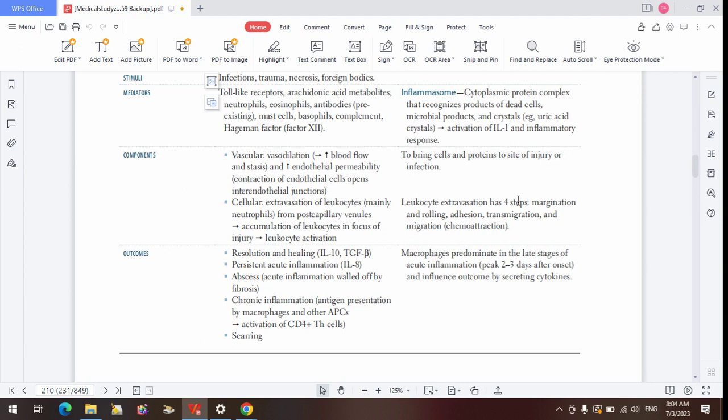So those are the stages of leukocyte extravasation. They are going to ask you one of these in your exam. You can see this. They ask it, yeah, you see it. So we must know it very well. So what are the outcomes?